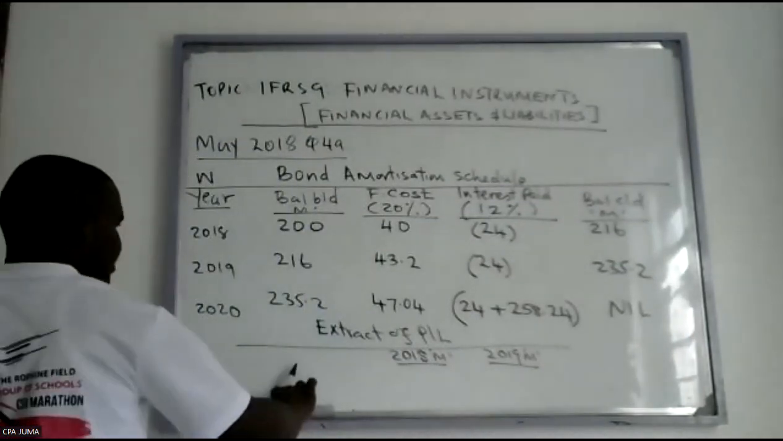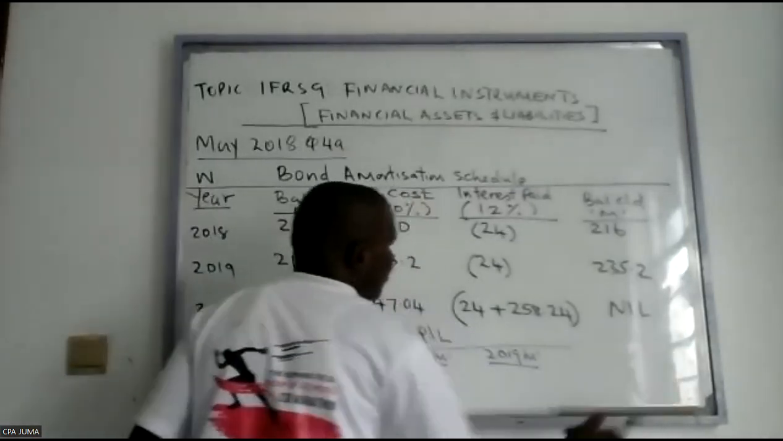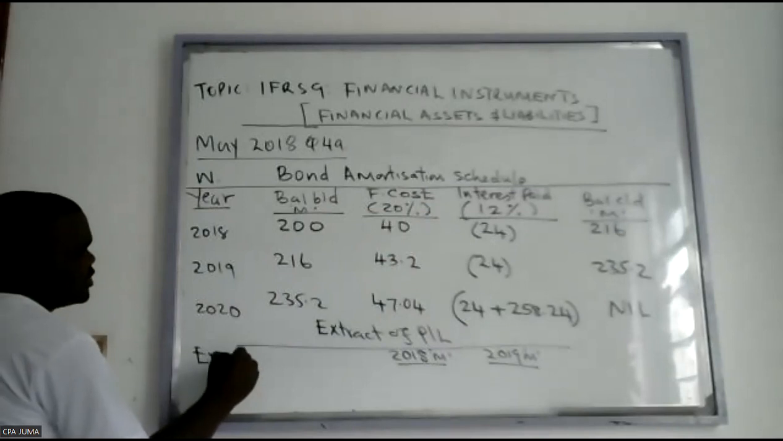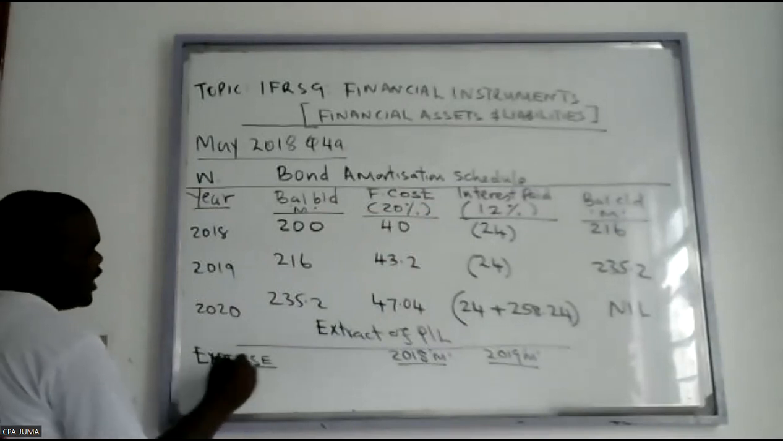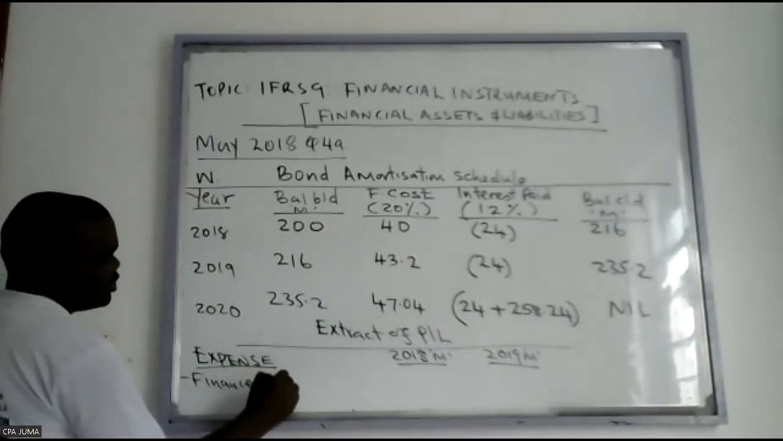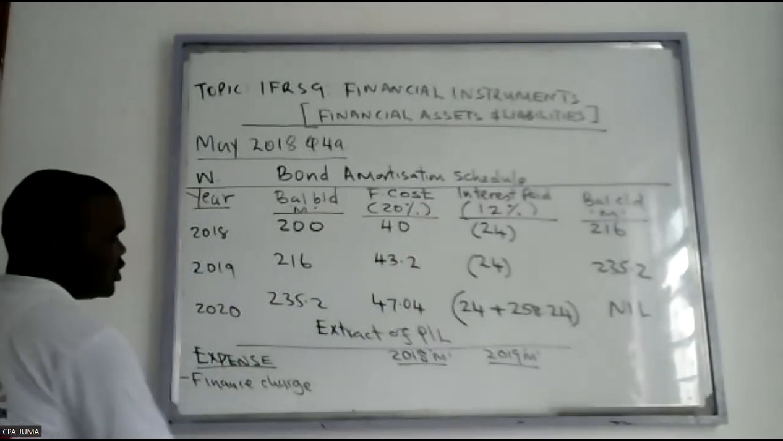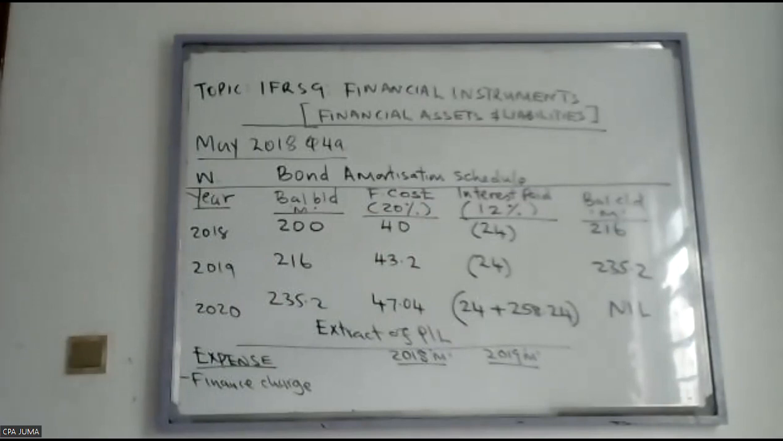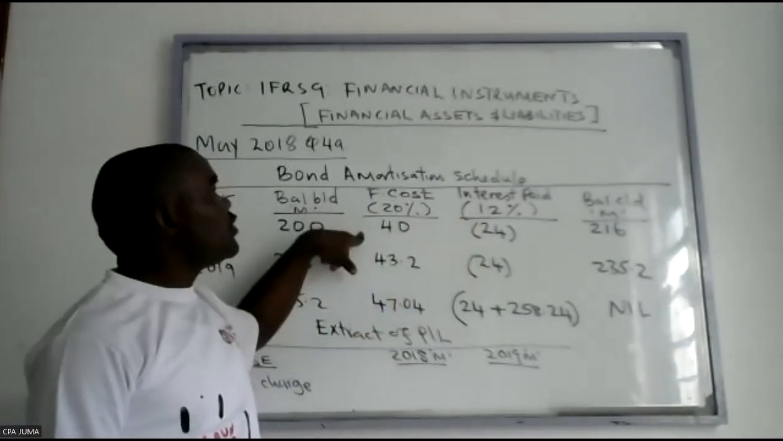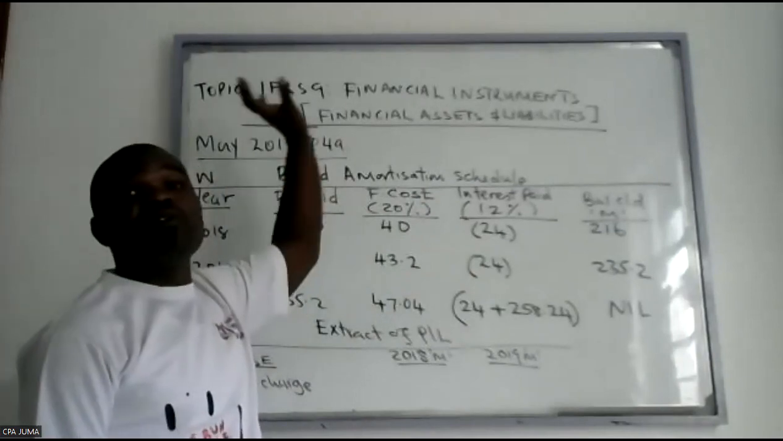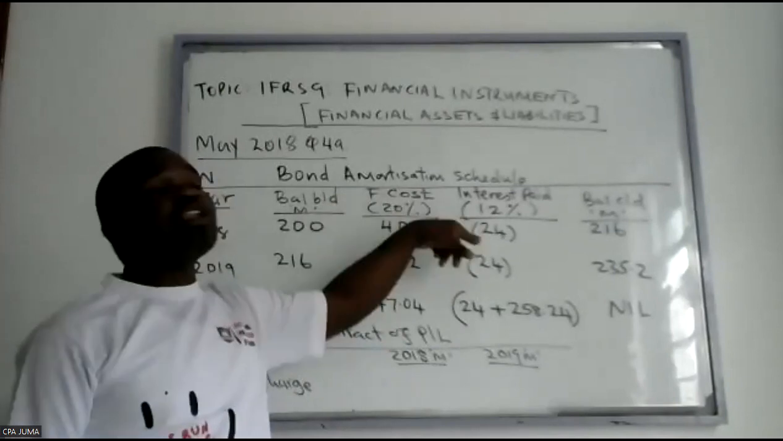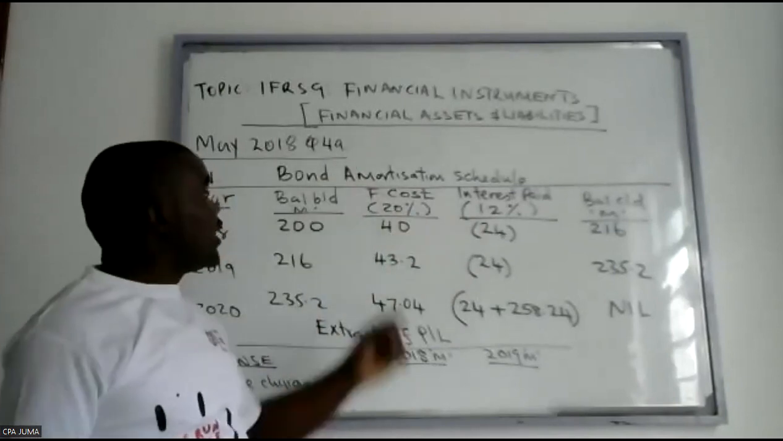So the only expense I can see is the finance charge, which is the finance cost. So you don't bring interest. Interest is assumed to be part of finance. Finance cost is related to me, so this is part of this. So when you have finance cost and interest, you only concentrate on the finance cost.